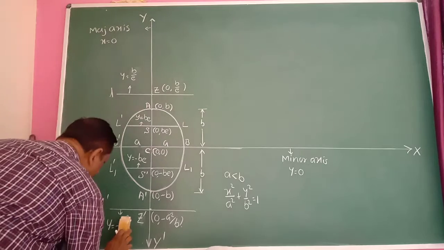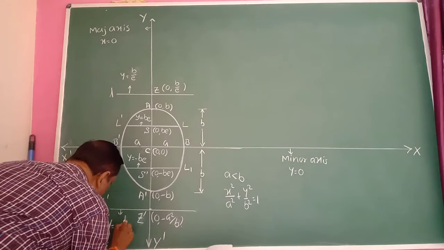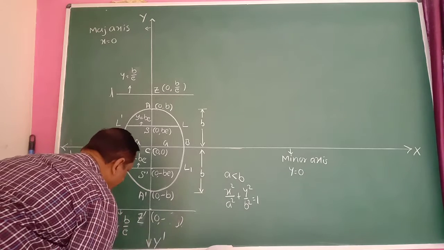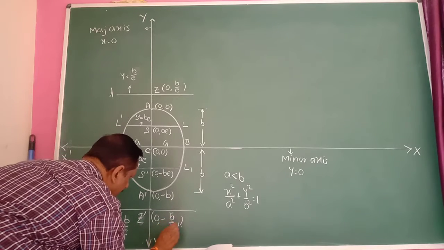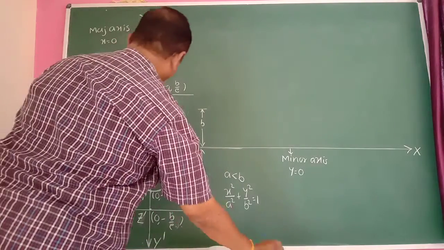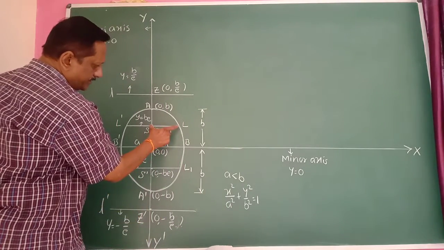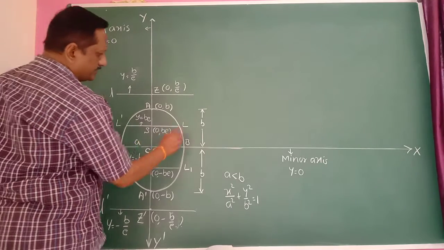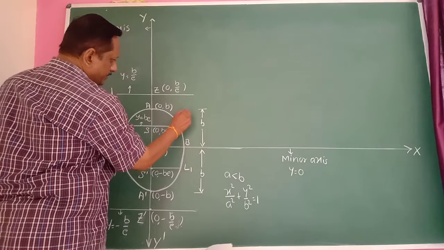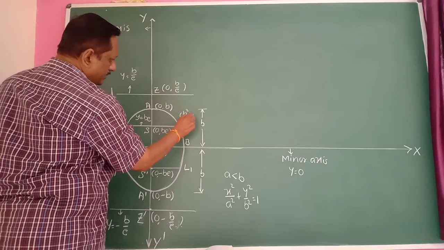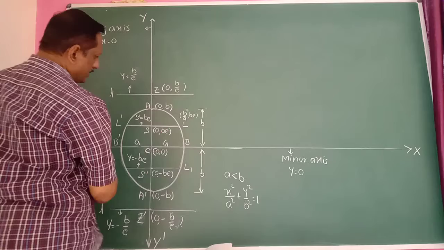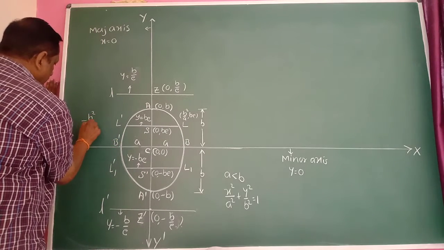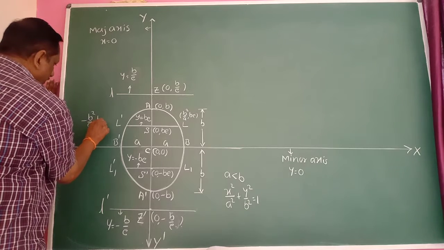And here also it is minus b divided by e, and this is minus b divided by e. And here this height means this distance is b square upon a. So therefore the coordinate of L is b square divided by a comma b e. And L1 L dash is minus b square divided by a and b e.